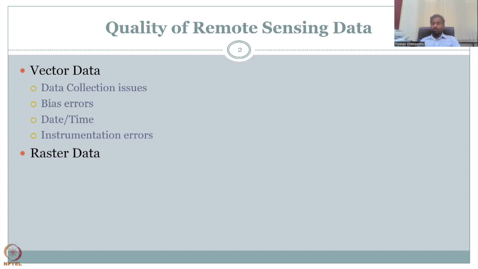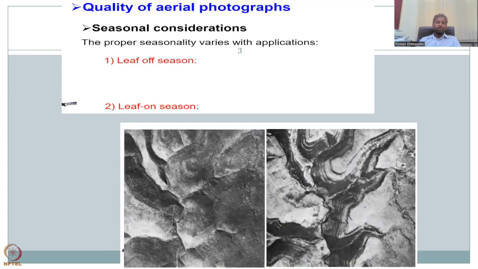Now, we will look at raster data issues, other issues which are very important and we should know. One is the quality of the image: aerial photographs, satellite images, etc. Seasonal considerations have to be given. So if you're using drones, unmanned aerial vehicles, or small planes to take data, you have to make sure that you take it at the correct time and season.